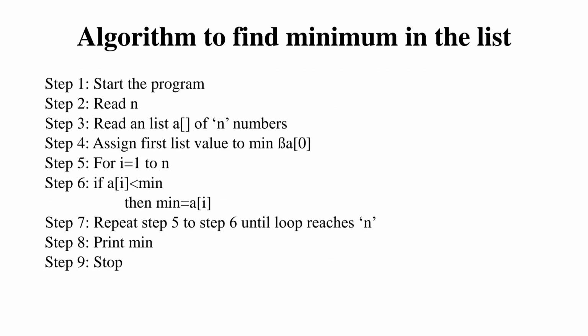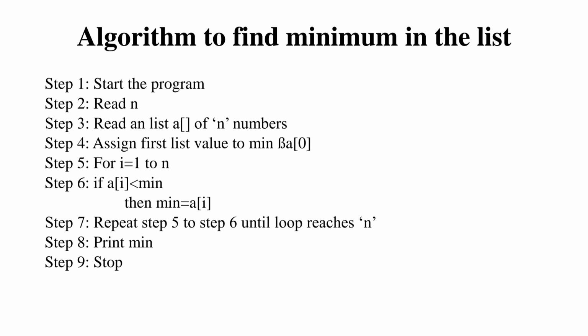The algorithm to find the minimum in the list is: we start the program first, then we read the n value, how many numbers we are going to store in the list. Then we create a list of size n, and we get the input values of n numbers from the user. Next we assign the minimum value: the first value, stored at index 0, will be saved as the minimum value.